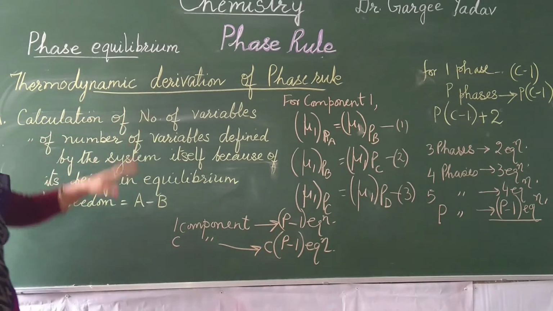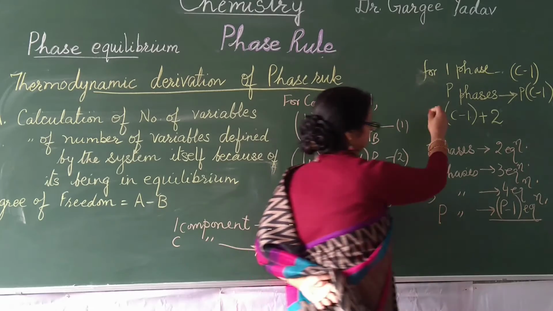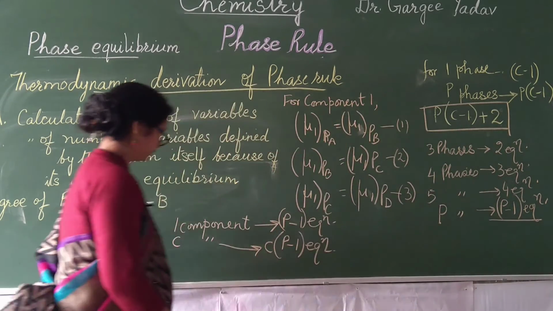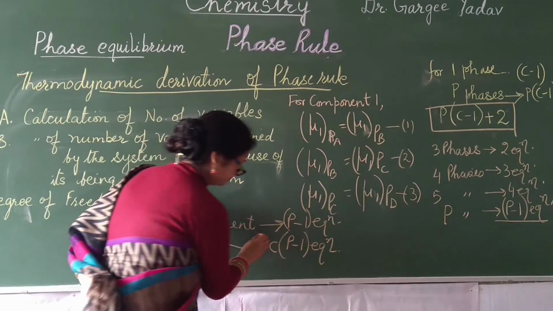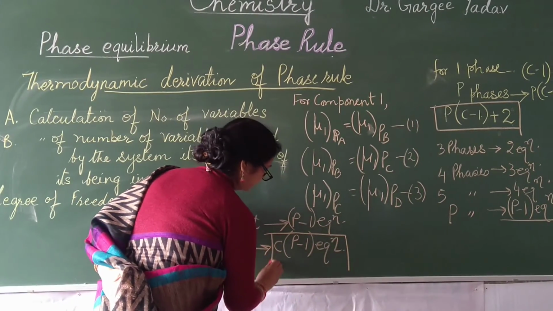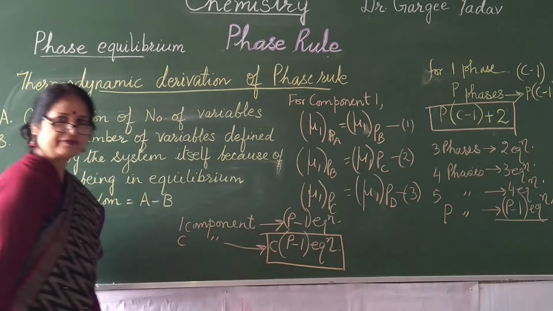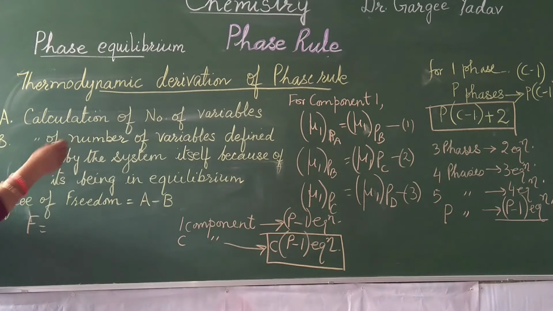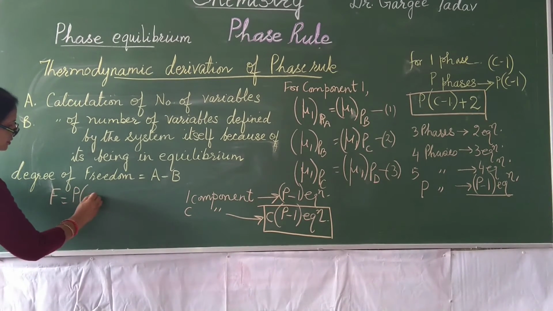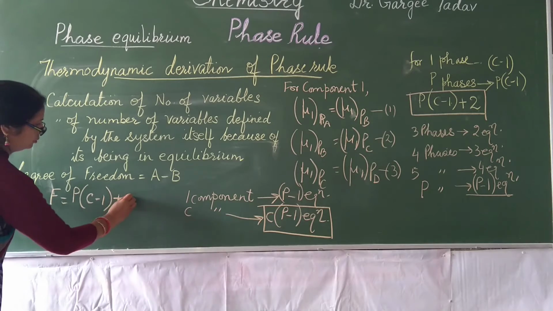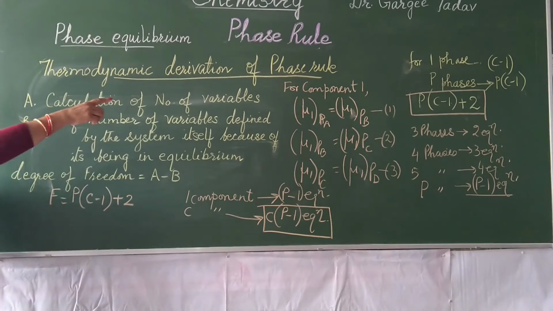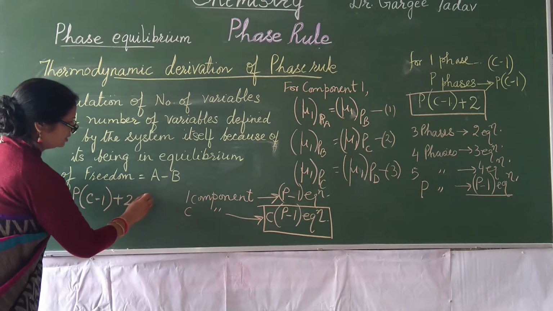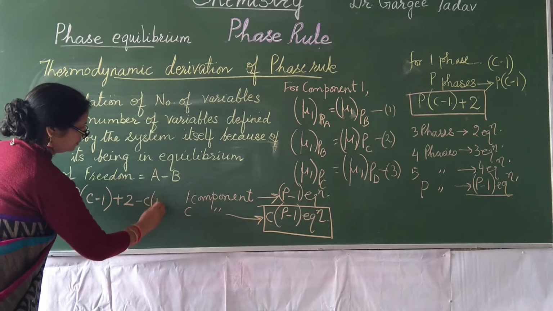A is that term, I will put it in box. This is A term and this is our B term. So F, degree of freedom, will be equal to A minus B, which is P into C minus 1 plus 2. You can see they were there, and minus how much? C into P minus 1.